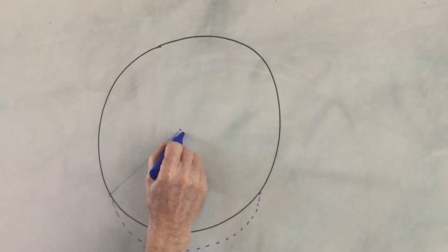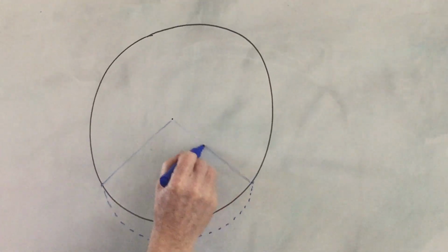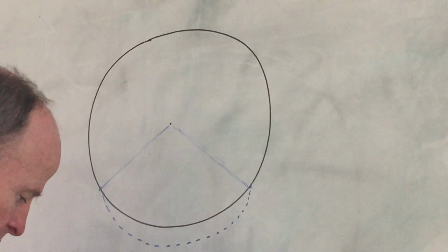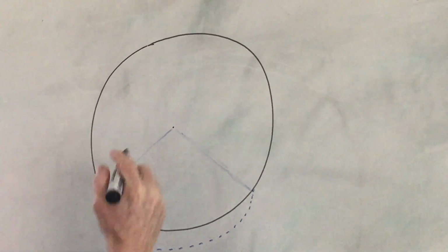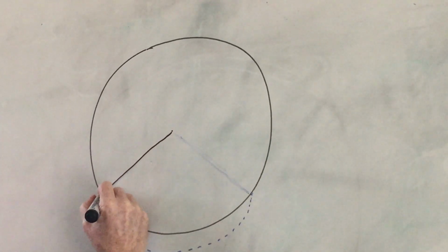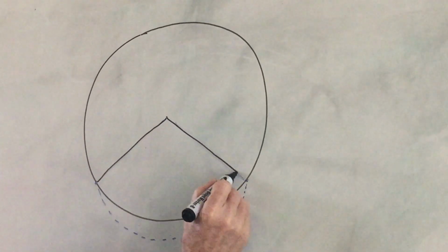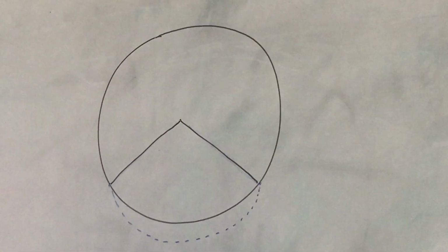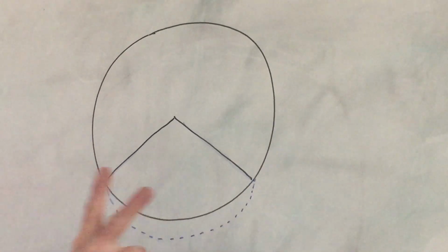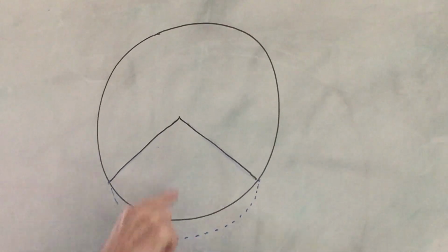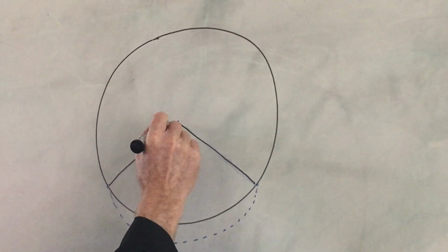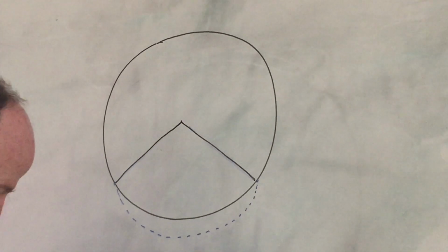Probably can't see that so well, so let me switch to black. Sorry about that. Great. Now, let's randomly connect somewhere in this straight line with the center as well. Let's do that with a different color.